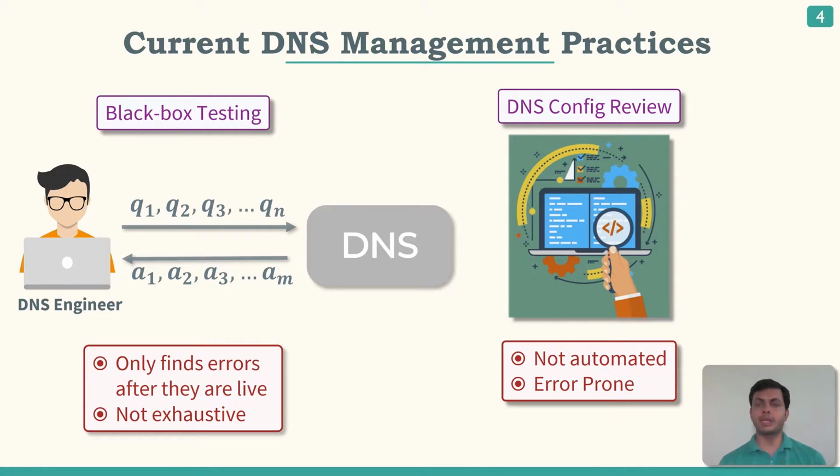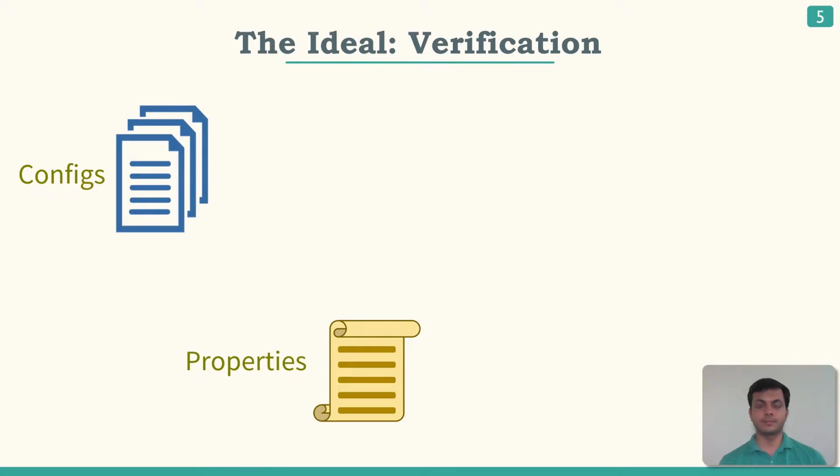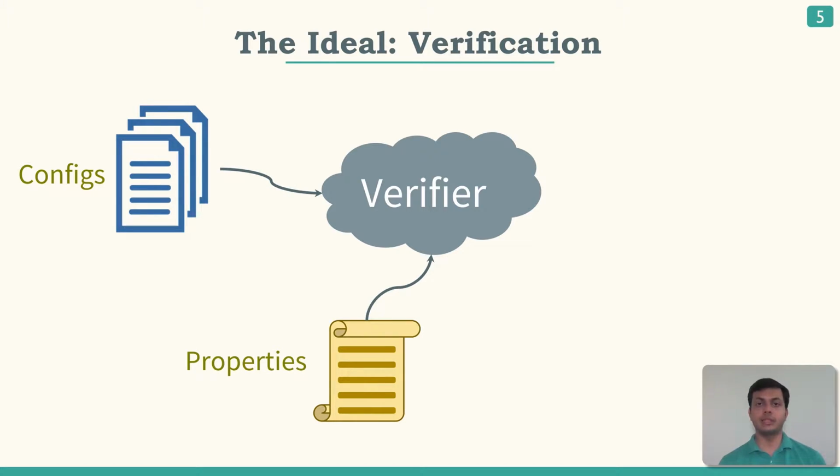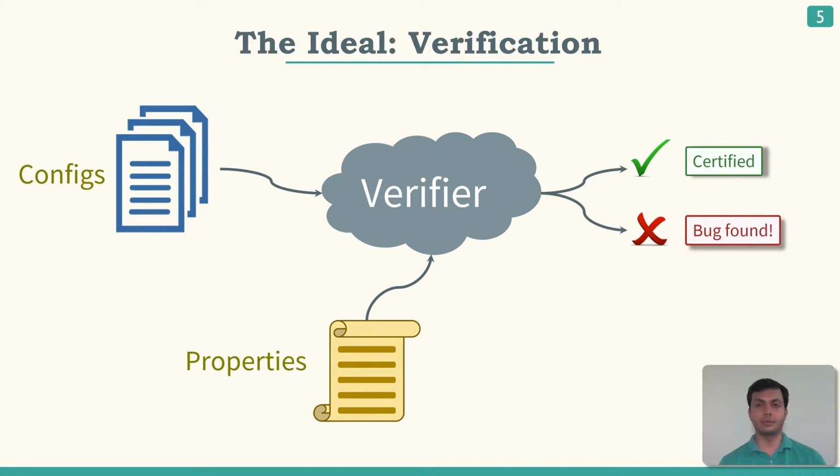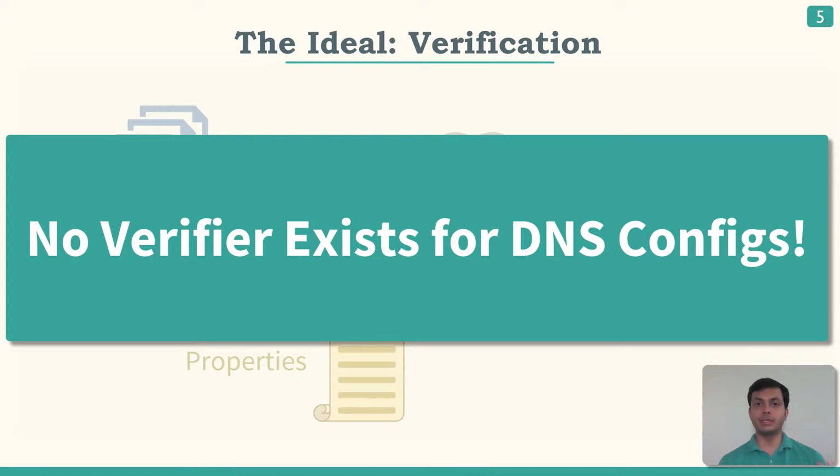So, what would be an ideal situation and an ideal tool to manage DNS configurations? The ideal situation would be a verification tool that can take the DNS configs and properties as input and either certify that the property holds or provide inputs that violate the property. But there is no such verification tool that exists today for DNS configurations.